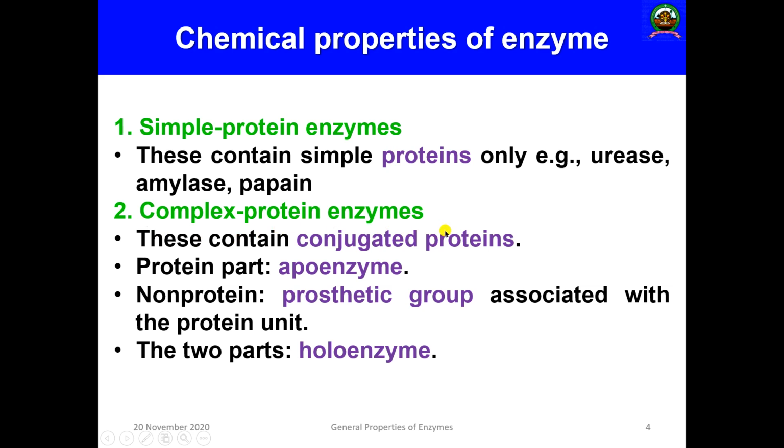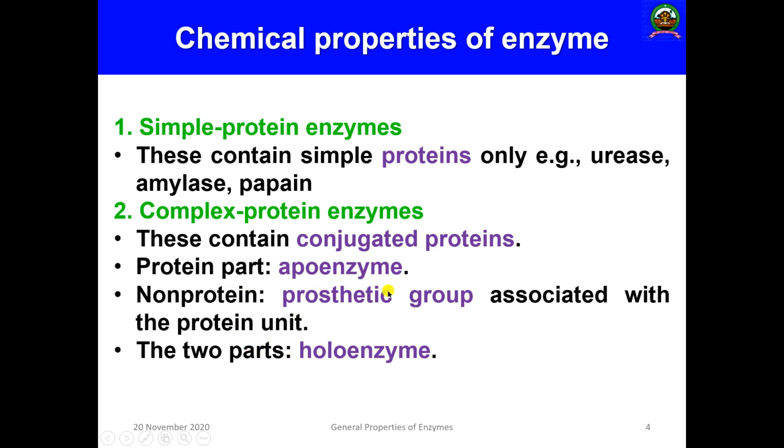Then the complex protein enzymes contain conjugated protein. They are not simple; they have combined proteins. They have both a protein part and a non-protein part, which we will see in the structure. The protein part of the enzyme is known as the apoenzyme, and the non-protein part is known as the prosthetic group, which is generally associated with the protein. Both the apoenzyme and prosthetic group together are known as the complete enzyme, the holoenzyme.